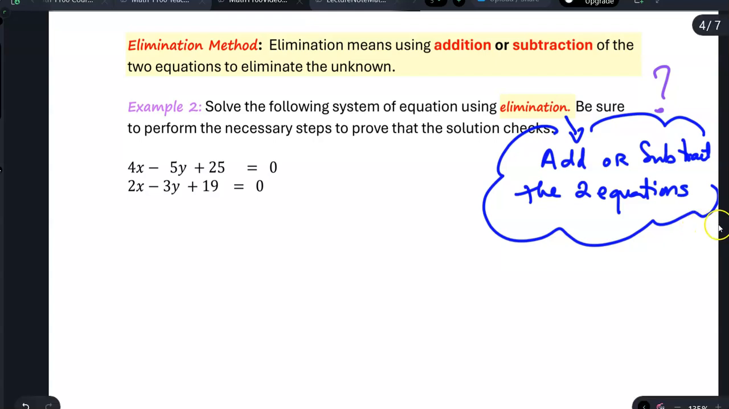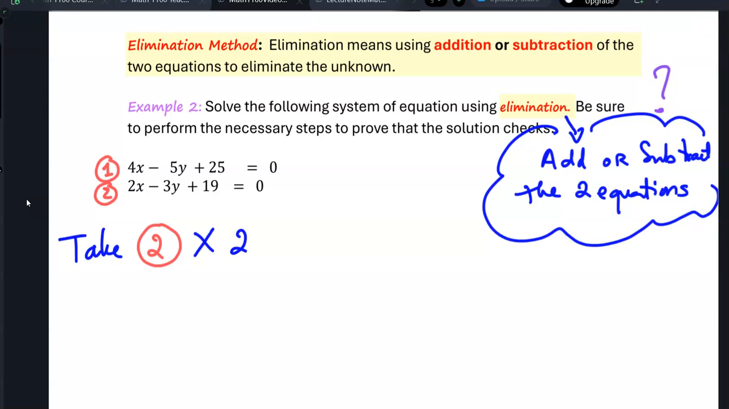Again, I will label my equations. I will label the first one as 1, the second one as 2. Alright, so what I'm going to do next is take equation 2 and multiply that by 2. Now this is when I would like everyone to pay attention. This is equation number 2 multiplied by 2. The number inside the circle labels the equation itself. So this is my equation number 2, and I will take this equation number 2 and multiply by 2.